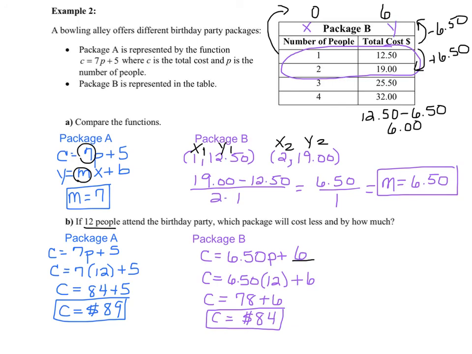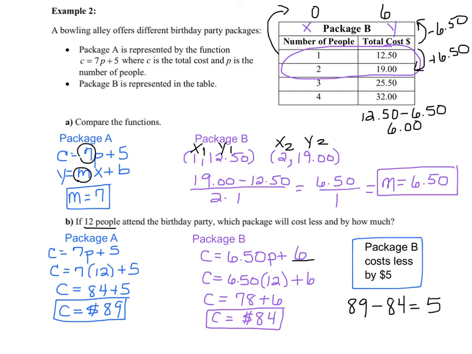Well, what's the question asking us? It's asking us which package will cost less and by how much. All right, so package A is 89 and package B is 84. So what costs less? Which package? Package B by $5. So therefore, package B costs less by $5. And we got $5 by just subtracting the two packages. 89 for package A minus 84 for package B, and that gives us 5.